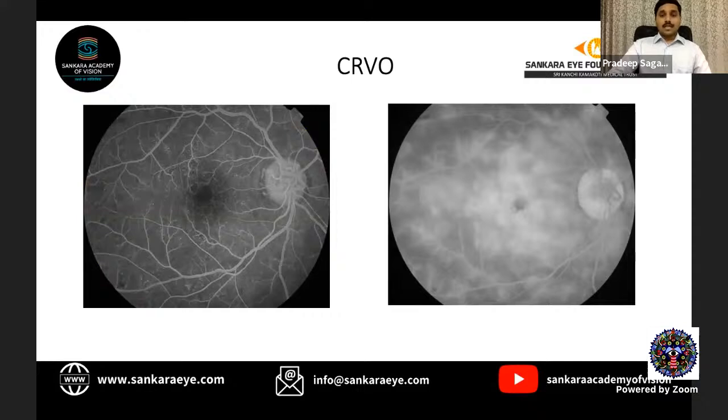In late phase, we can see that there is profuse leak in the perifoveal area with petalloid appearance suggestive of cystoid macular edema, and we can also see that there is presence of perivascular leak, which indicates that this would possibly be a case of old central retinal vein occlusion with persistent macular edema.